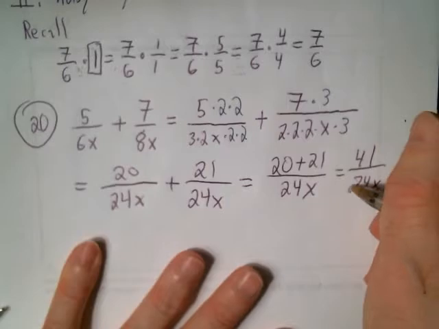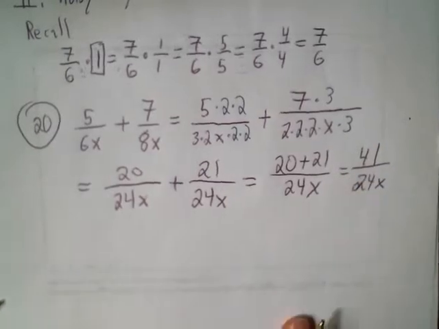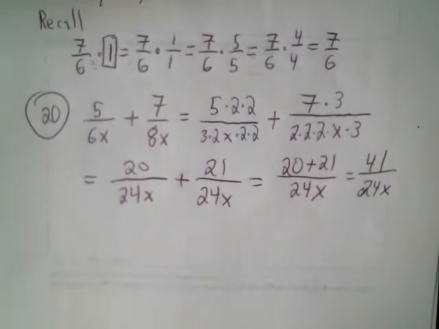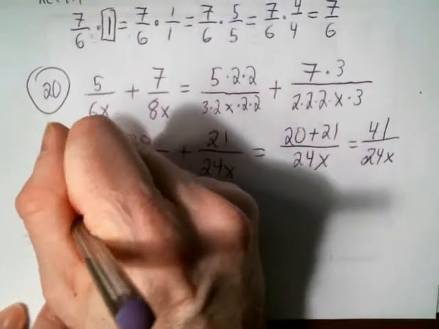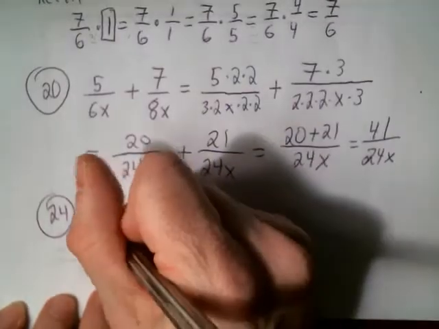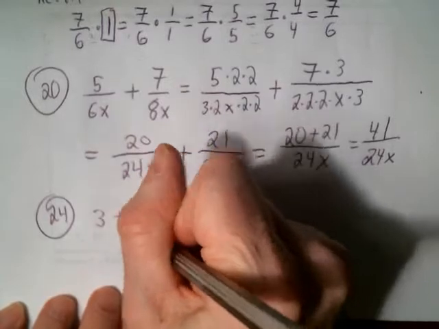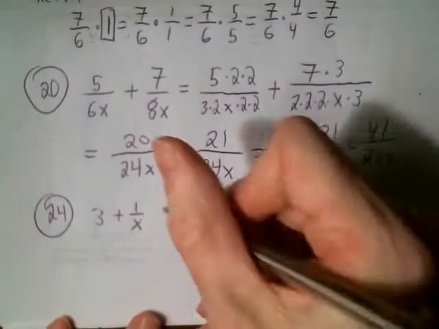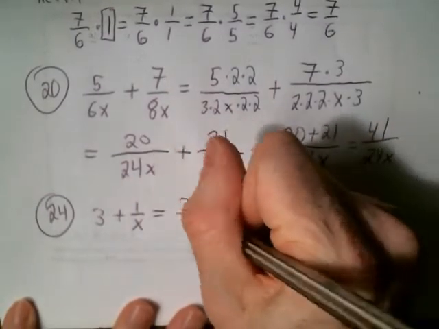And I don't think there's any common factors. I think 41 is prime. Okay. Keep moving. 3 plus 1 over x. Okay, 3 is the same as 3 over 1.